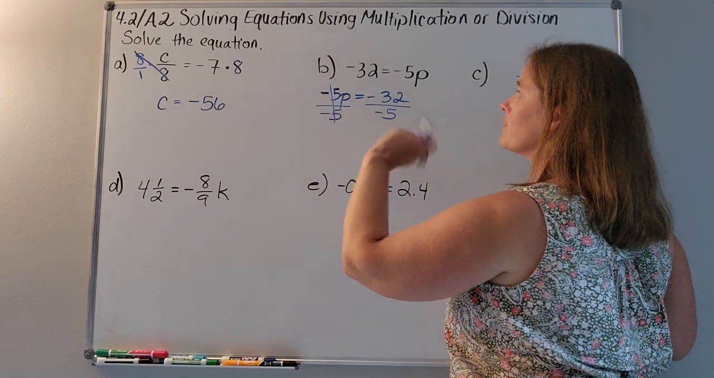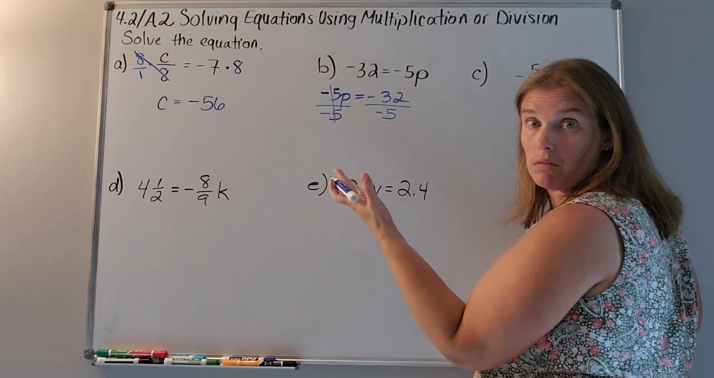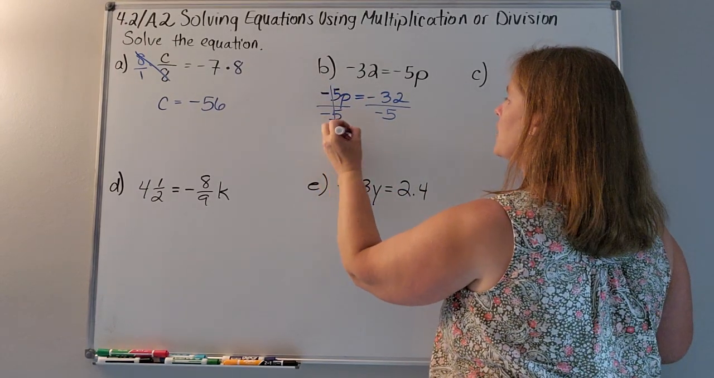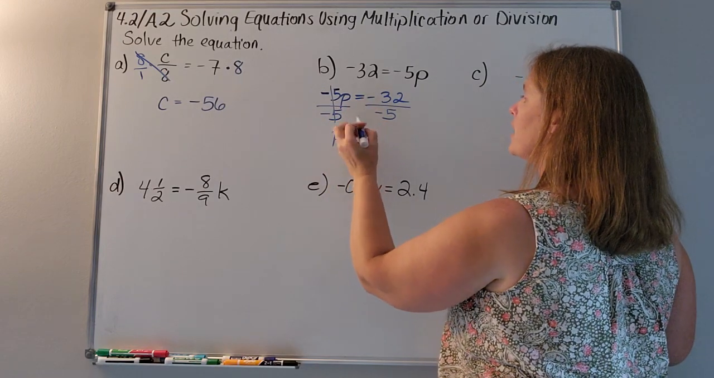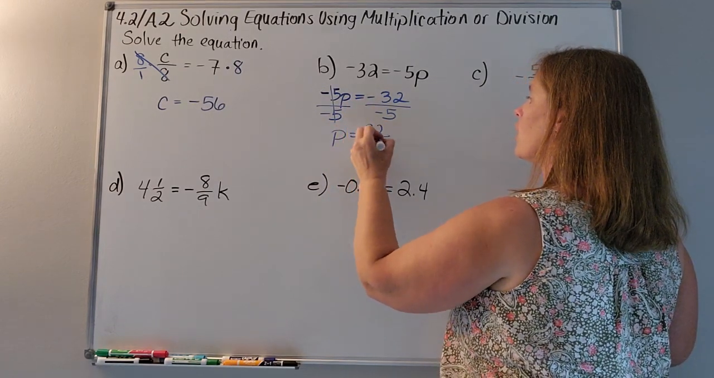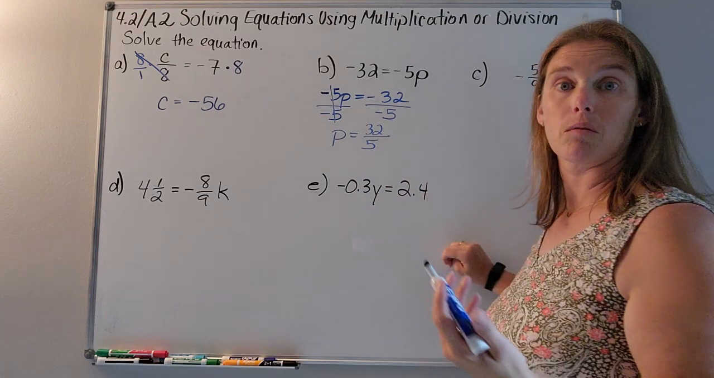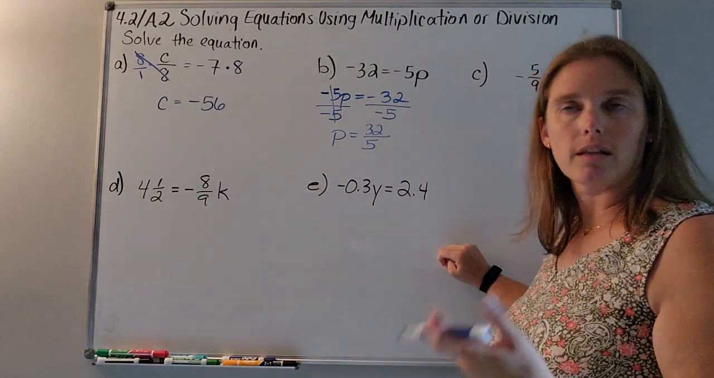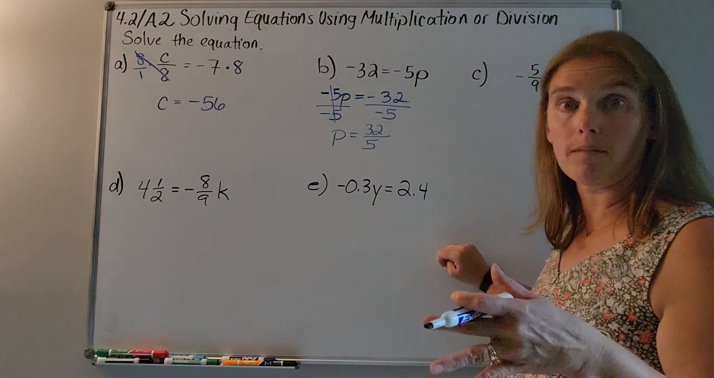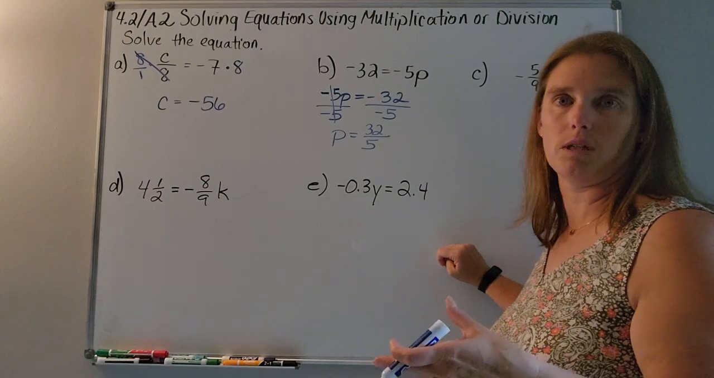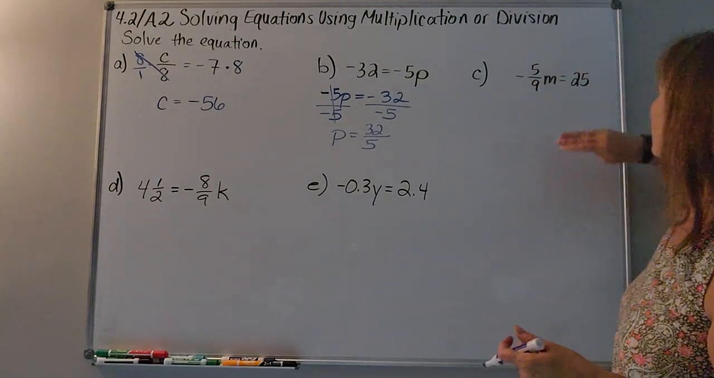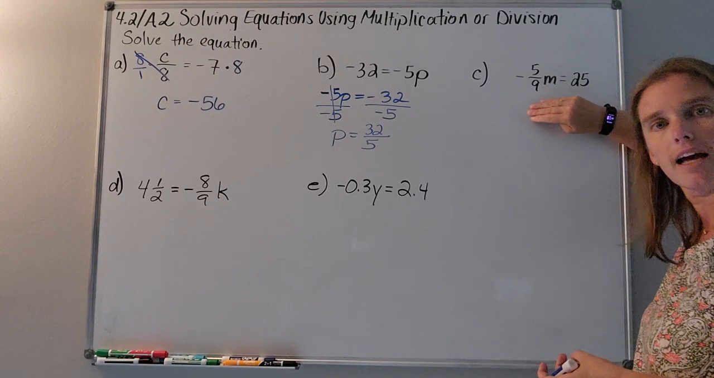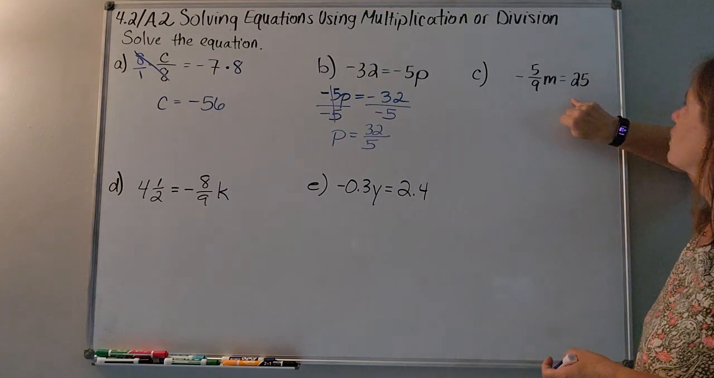-5 divided by -5 is 1, and we don't usually write the 1 with the variable. We just write p equals negative divided by negative is positive, 32/5. Can that be reduced? No, nothing goes into 32 and 5, and I'm fine with an improper fraction as long as it's reduced.